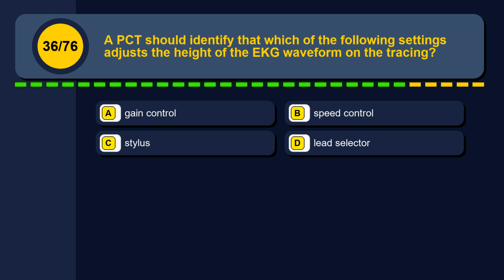Question 36. A PCT should identify that which of the following settings adjusts the height of the EKG waveform on the tracing? Option A. Gain control. Option B. Speed control. Option C. Stylus. Option D. Lead selector.